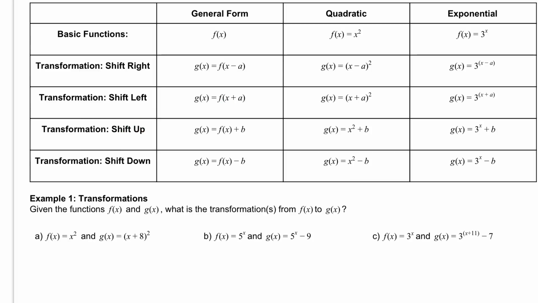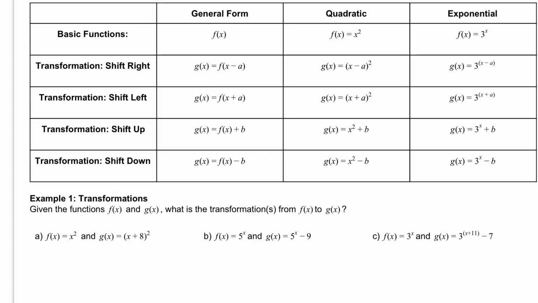If we decide to shift our graph up, our f of x function is getting added, or something's getting added to our function on the outside of it. So our quadratic, we have x squared, and then we add the b to it. In our exponential, we have our exponential part, and then we add something to that. And down is very similar to up, but instead of adding, we are now subtracting.